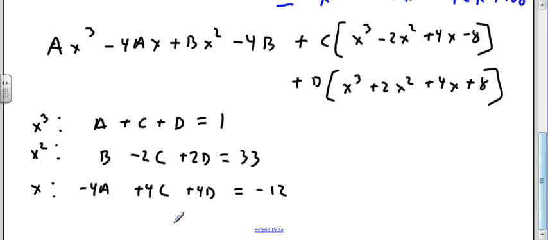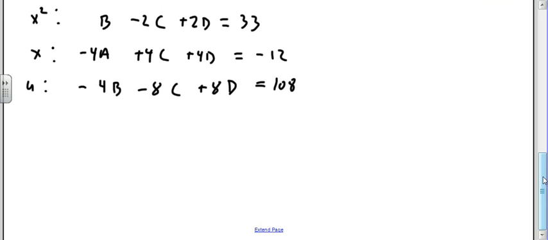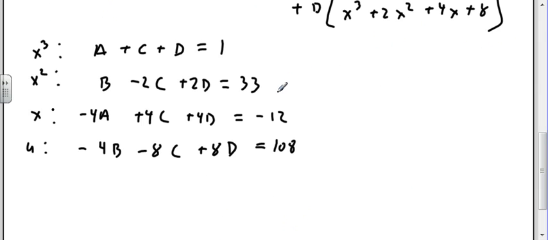Okay, and then I look at the unit term, and I see I've got a minus 4b, I've got a minus 8c, and I've got a plus 8d, and that has to equal 108. Okay, so assuming that I've done it right to that point, I can look at those and say, oh gee, I'm so hosed. How am I going to calculate that?